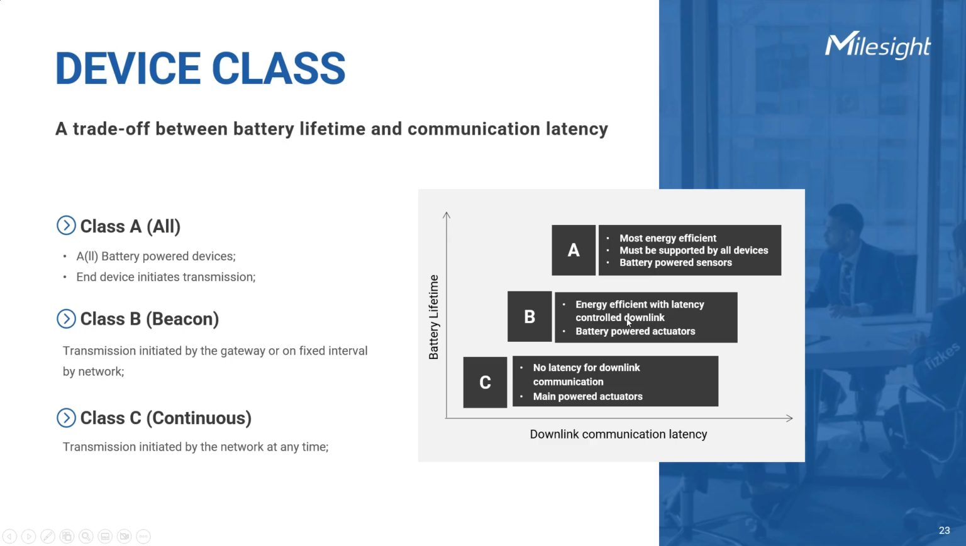Class B is also power saving like Class A, but it allows the network and gateway to send a message to the end device at fixed intervals, even if there's a latency of at most a few minutes.